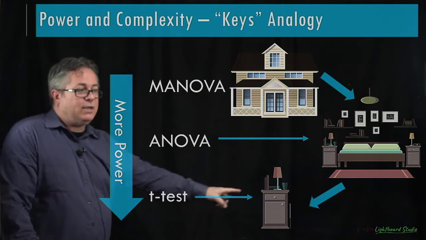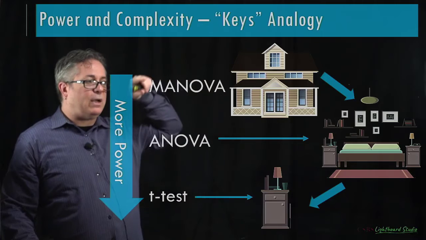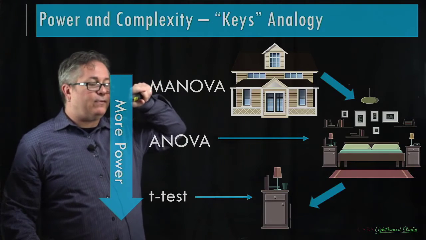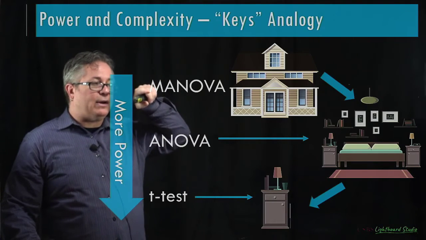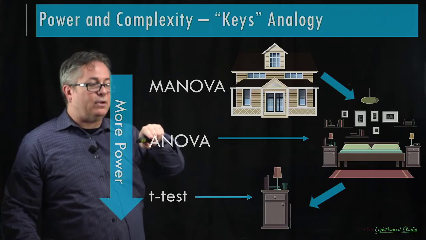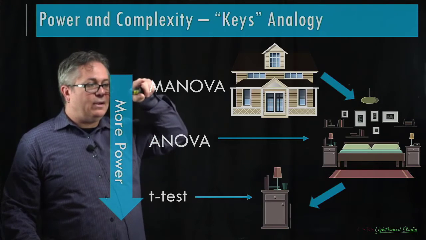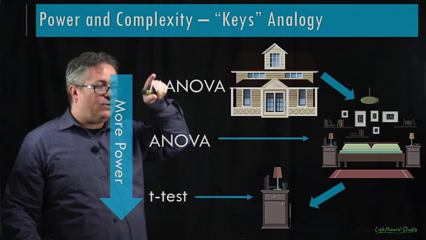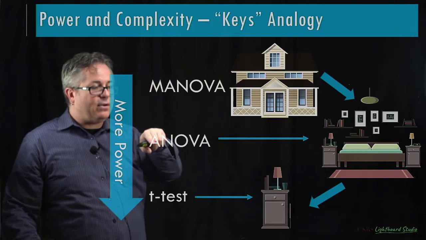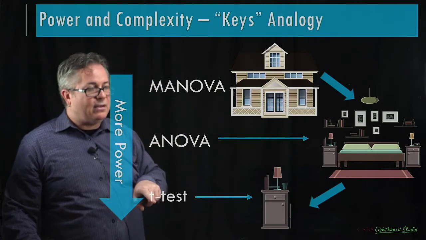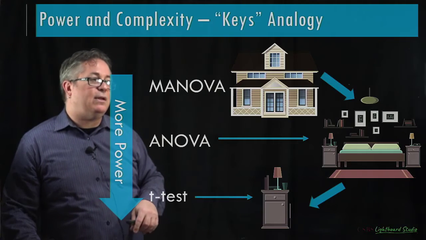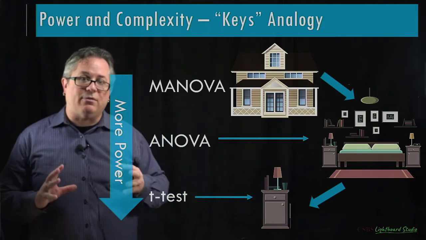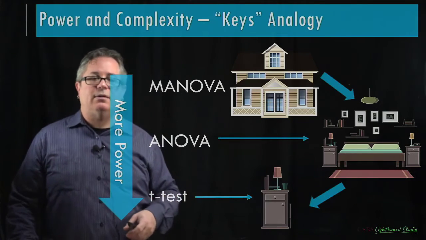Your keys are actually in your nightstand, but you look through your whole house. It's going to be more difficult to find them. Your keys are in your nightstand, but you look in your bedroom. So it's going to be easier than MANOVA, easier than looking in the whole house, but harder than looking in the nightstand. And if the keys are in the nightstand and you actually look at the nightstand, that's your best chance of actually finding the keys, right?